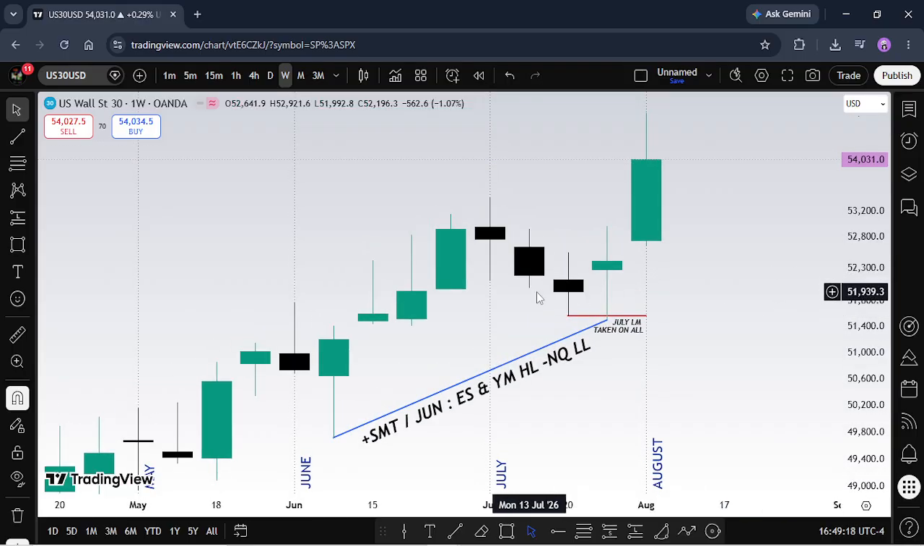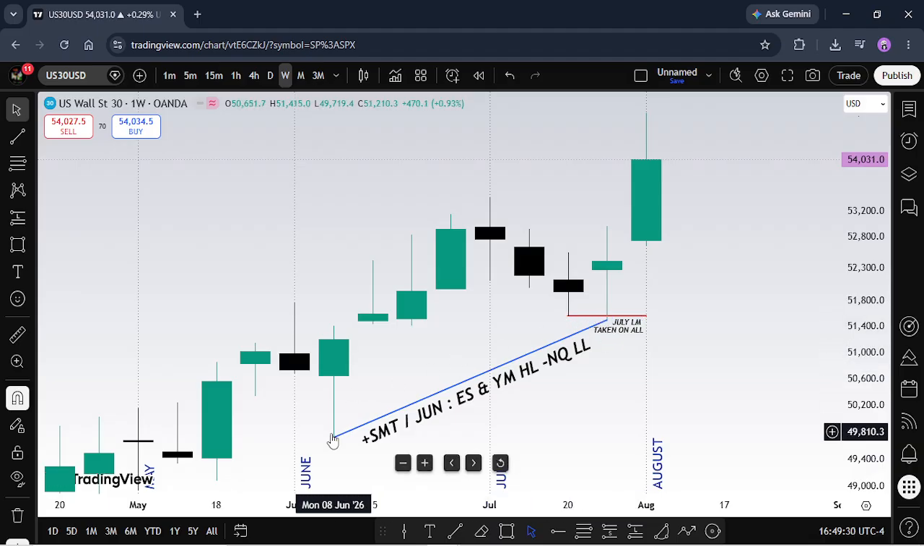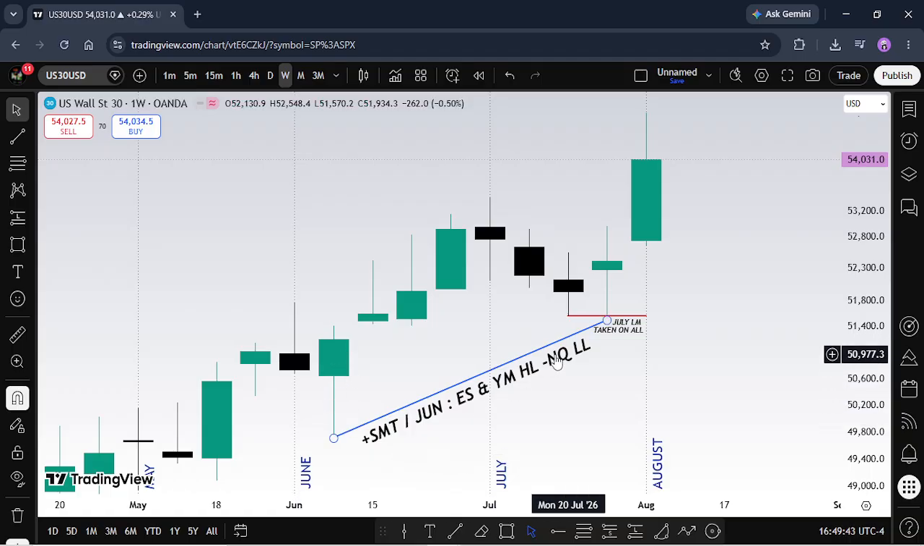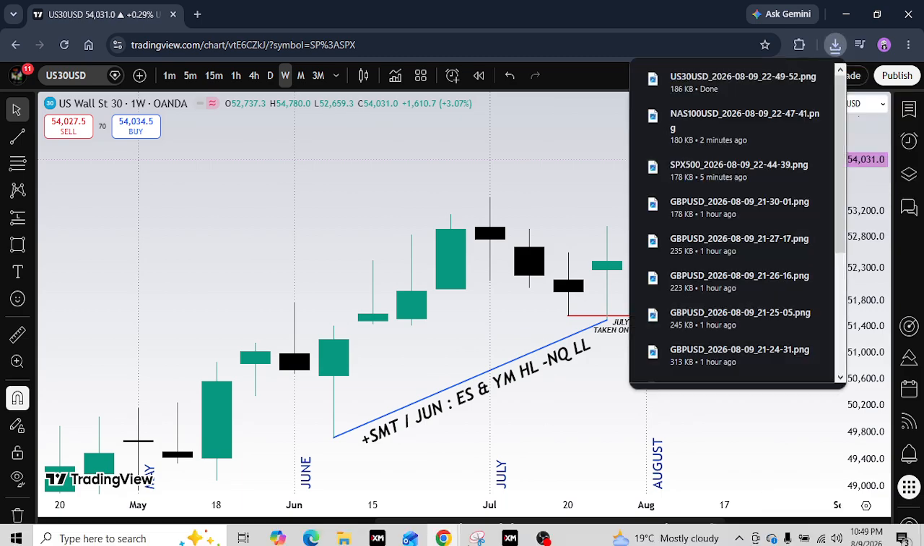So we see last week this took this. Whilst price was taking that, YM was going lower. They both took that, but then there was a discrepancy when it came to this low and that low. So Nasdaq took the lower low of June, whereas YM, which is US30, and ES failed to do so. Interesting. Let me just take a screenshot of that.